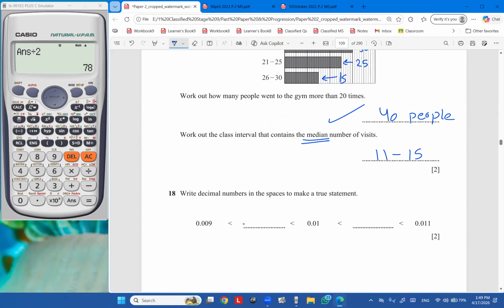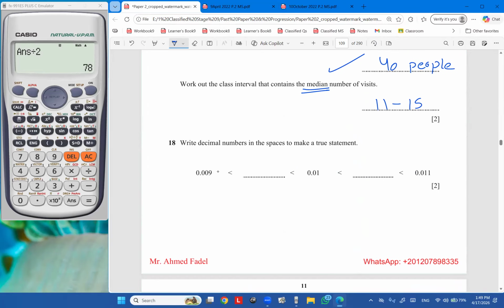Write decimal numbers in the spaces to make a true statement. So here I have 0.009 and 0.01. Make sure that the decimal places are the same. So 0.009, 0.010. How can I get a number in between? Add another zero here, another zero here. Now you can say it's as if you're looking for a number that is between 90 and 100. Anything that is in between.